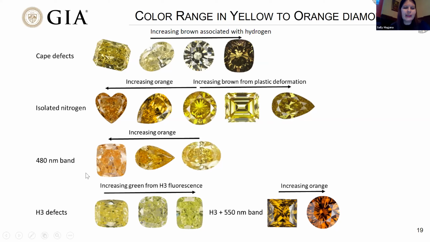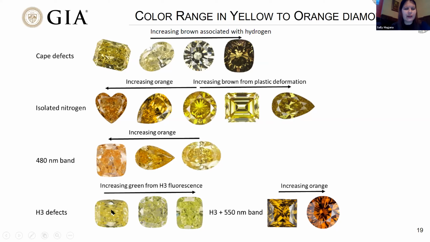With the 480 nanometer band, you can also get increasing amounts of orange. In fact, the vast majority of pure orange diamonds get their color from this 480 nanometer band. And pure orange diamonds are one of the rarest colors out there. So that's definitely something very special to be able to see.